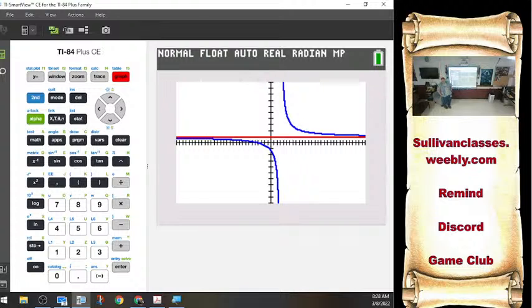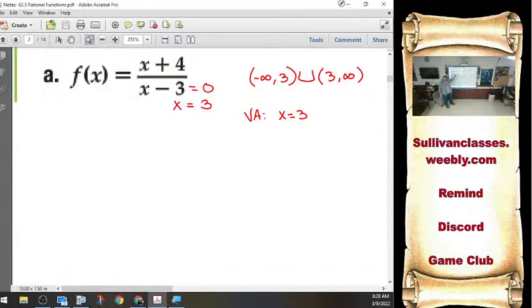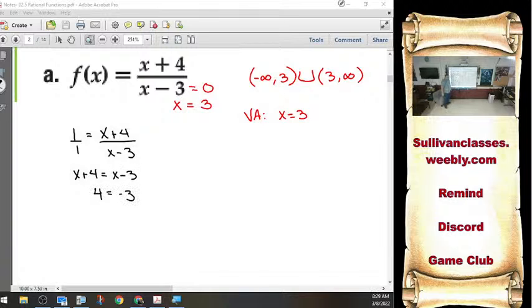Okay, yes, there's the trick for it. But I can confirm that y is never going to be 1 by plugging in y is 1. And it'll show me that that's not possible. If I say 1 is x plus 4 over x minus 3, cross multiply, subtract x from both sides, that's impossible. So I know that y can't be 1. So I'll say that there's a horizontal asymptote at y equals 1.